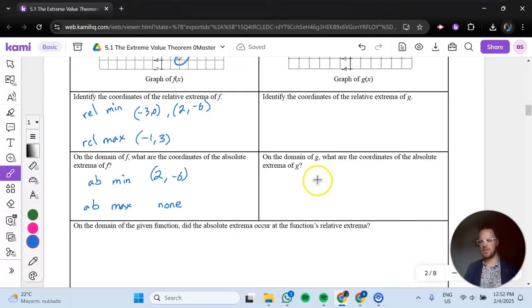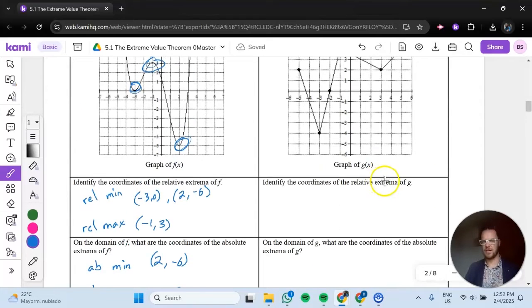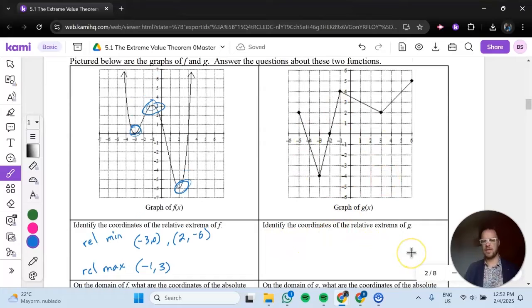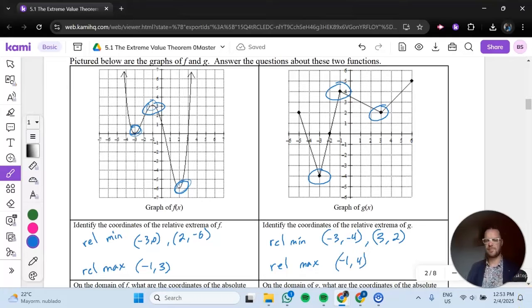Okay. Now let's jump over. Let's look at g for a second here. So we want to know the relative extrema. Let's start off once again with our relative mins, which are going to be here and here. So we've got -3, -4, and we've also got 3 and 2. Now, our relative max, we've got a single one. That's that guy right there. And that's going to be at -1 and 4.